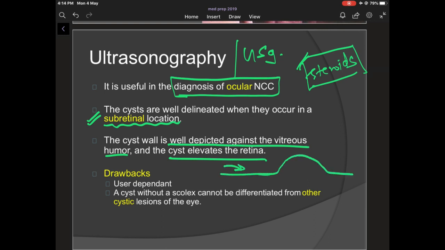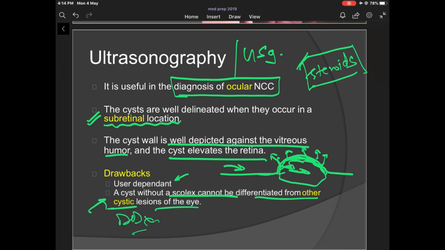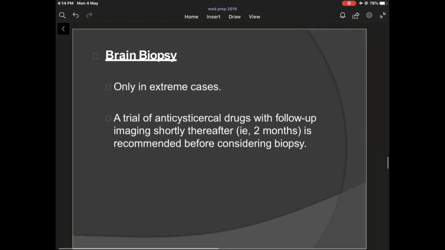If this is the normal retina, because the cyst is present over here, it will elevate the retinal surface. That is why it is called subretinal. It is under the retina. Drawbacks are, it is user dependent. It depends on the expertise of the person performing the ultrasound scan on the eyeball. A cyst without a scolex cannot be differentiated from other cystic lesions of the eye, so making a differential diagnosis is sometimes difficult when the scolex cannot be visualized.